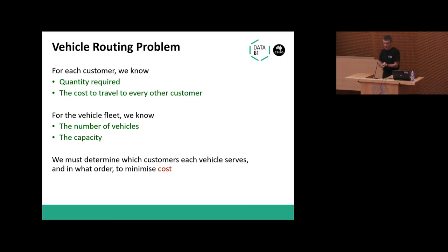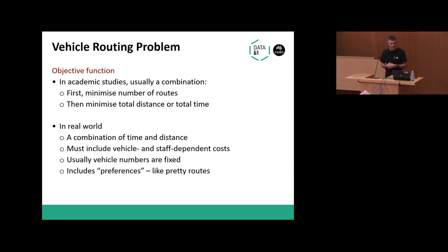So let's get into a definition of the problem. For each of our customers, we are given the quantity that each of them requires and the cost of travelling between each pair of customers. For each of the vehicles, we know the total capacity of the vehicle and the number of vehicles that we have. And so we want to work out which vehicle serves each customer and in which order to minimise cost.